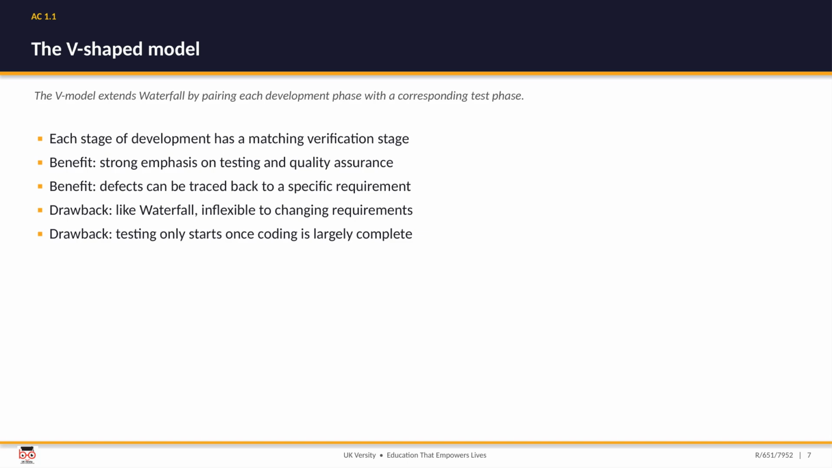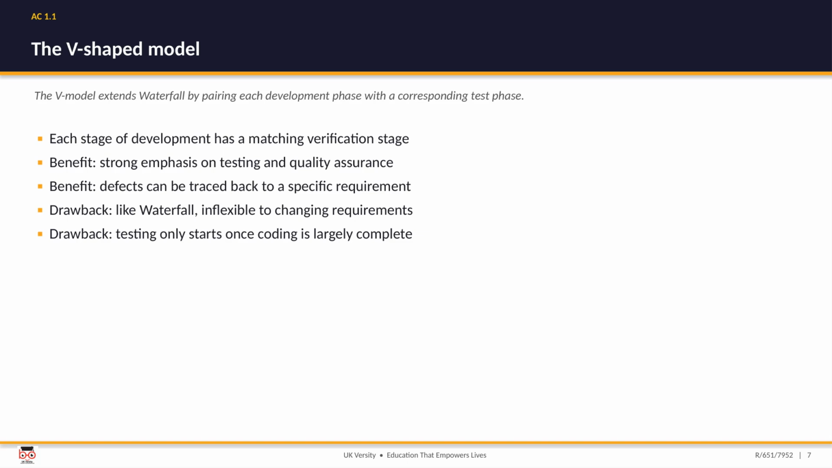The V-shaped model is really waterfall folded into a V, and its clever idea is to pair every development phase with a matching test phase. So requirements gathering is linked to acceptance testing, design is linked to system testing, and so on down and back up the V. The benefit is a very strong emphasis on quality assurance, and because each test traces back to a specific requirement, defects are easy to pin down. The downside is that, like Waterfall, it is inflexible when requirements change, and testing only really begins once the coding is largely finished.